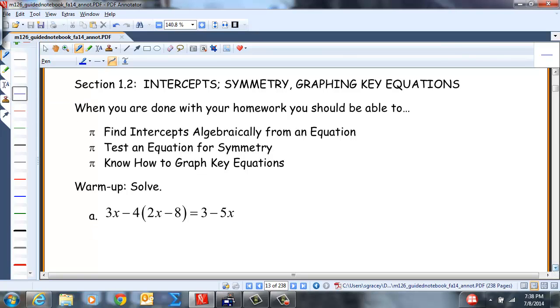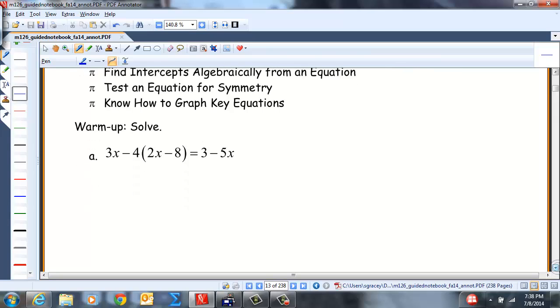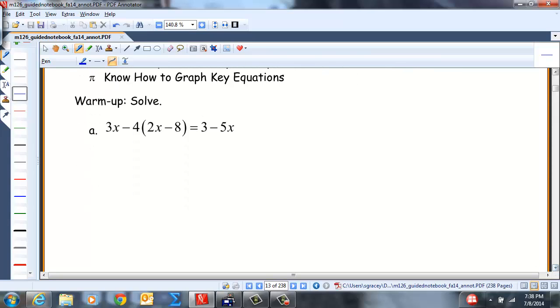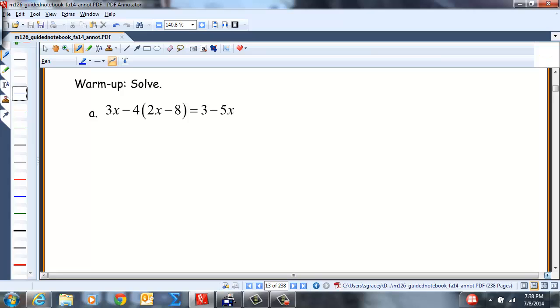This is just kind of a solve for x type of thing, and then the second warm-up, again solve for x, but it is quadratic in form. So why don't you guys pause the movie and warm up. Okay, let's see how you did.